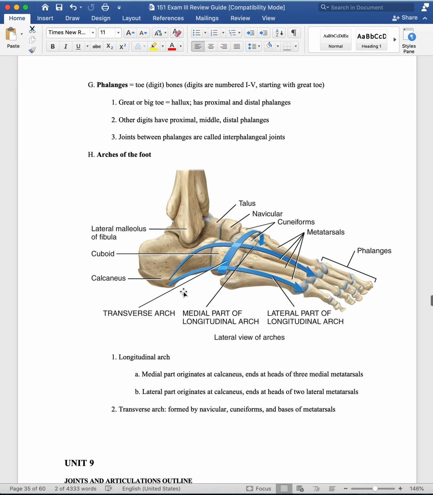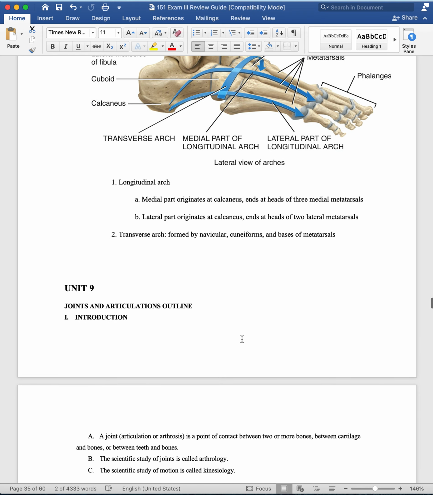All right, we also talked about the arches. So we have different arches in the feet. Here we have a longitudinal arch, which are the medial longitudinal and the lateral longitudinal arch. And then here we have the transverse arch. And that's going to basically be the curvature that's going to allow your feet to have a little bit of a spring in your step, for example.